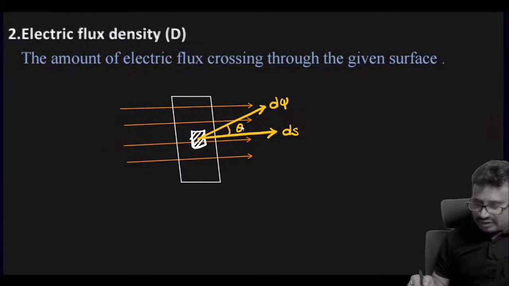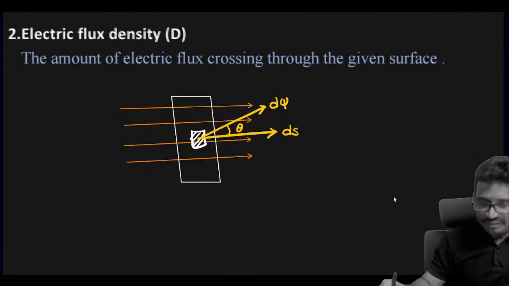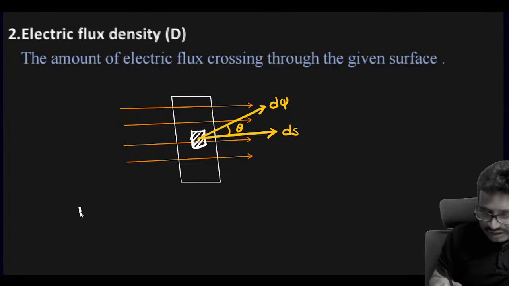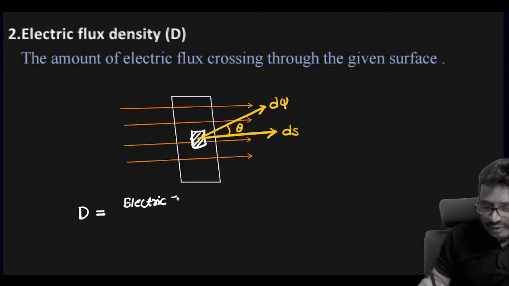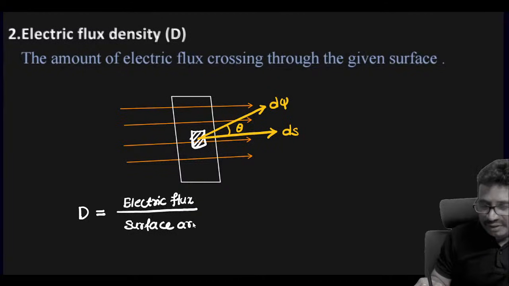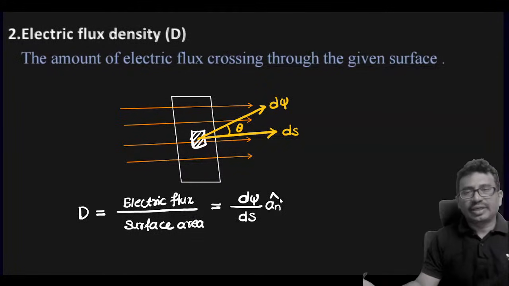From this we can define the electric flux density D, which is given as electric flux per surface area. So this could be given as d psi by ds, and we can use this along the unit vector en cap.